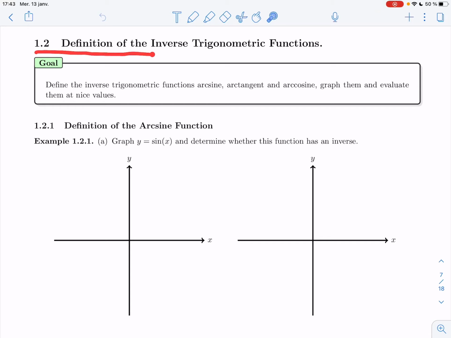We're going to define the inverse trig functions. All right, so this is the real start of Cal. What we did before was mostly a review or highlighting some things about what you've done before. Our goal for this section is to define the inverse trigonometric functions arcsine, arctangent, and arccosine. We need to graph them and we need to evaluate them at nice values. There will be some limits, some derivatives, and stuff like that in future chapters.